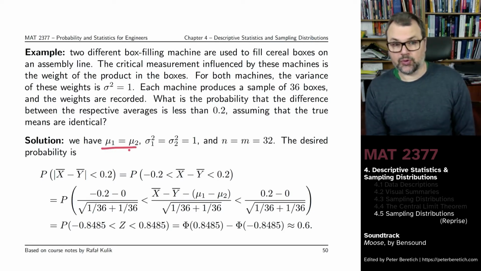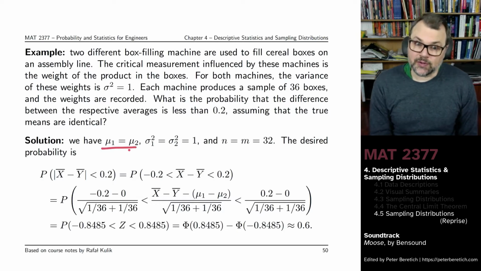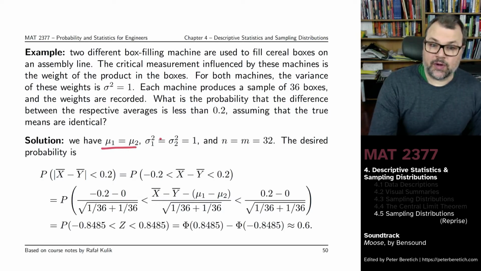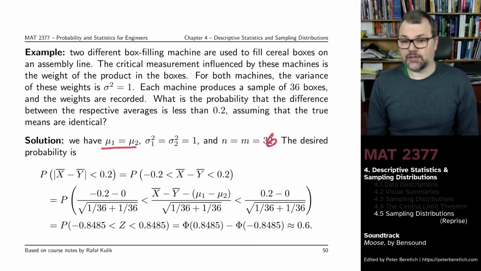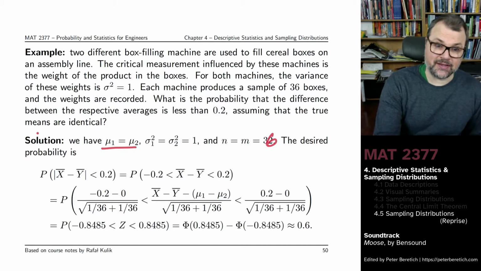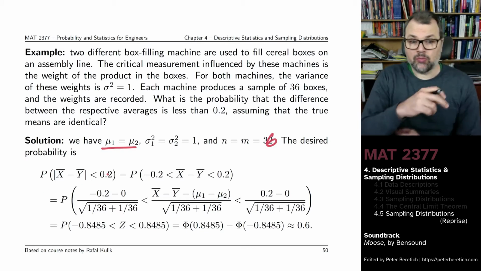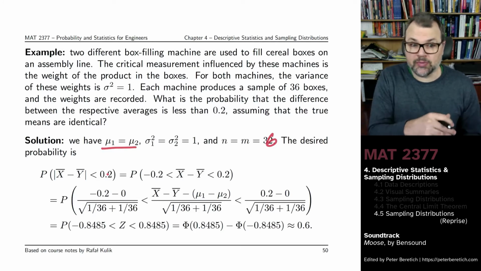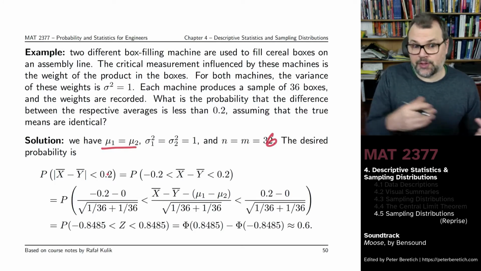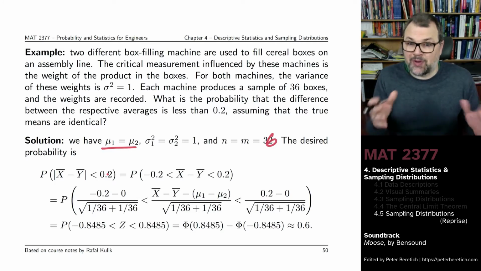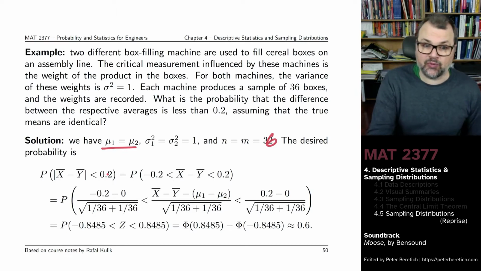mu1 is equal to mu2. We don't know what the values are here. We have sigma 1 squared and sigma 2 squared being 1, and the sample size is 36. So we are interested in the probability that the difference between the samples would be less than 0.2, but we don't know necessarily which one would be larger. Is it x bar? Is it y bar? We don't know. We just want the difference to be less than 0.2.